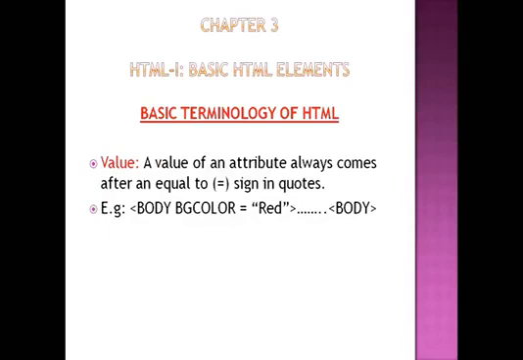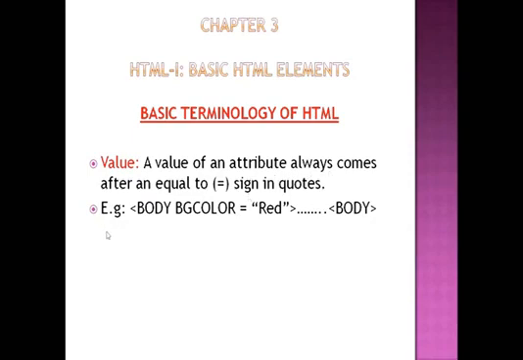Next comes the value. Now we have to keep in mind that each and every attribute of HTML will definitely have a value. The attribute name is written within the start tag, and the attribute name is followed by an equal sign, and each attribute has a value, which is always written after the equal sign within quotes. It may be in either single or double quotes, both will do. A value of an attribute always comes after an equal to sign in quotes.